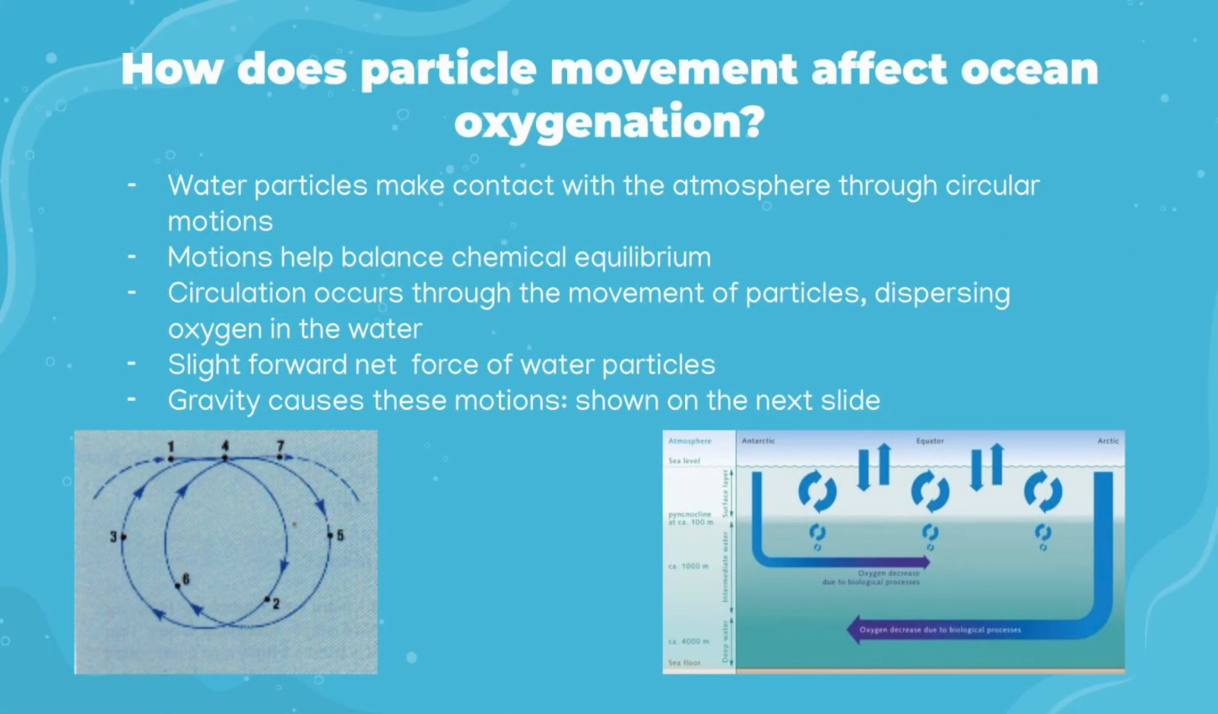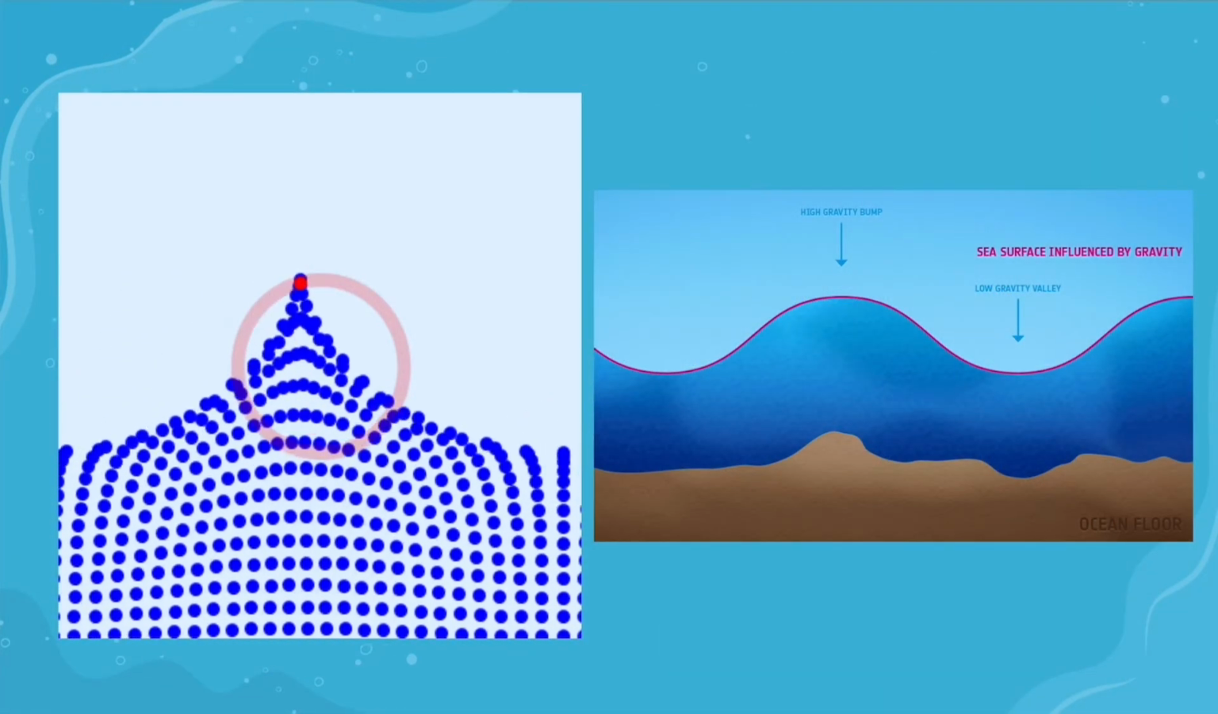Despite oxygen entering the ocean through bacteria and plants, it also enters the water through contact with the atmosphere. This is due to the circular motions of the water particles. Atmospheric oxygen is then forced into the ocean through these motions. As shown, the particles move in these specific patterns while also having a forward net force. This contributes to the movement of ocean waves.